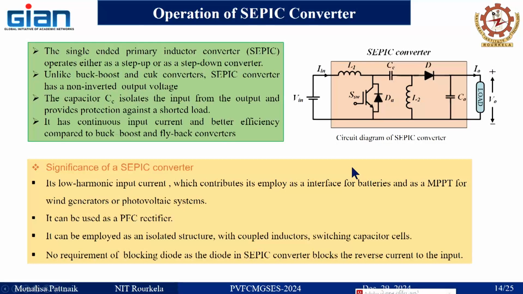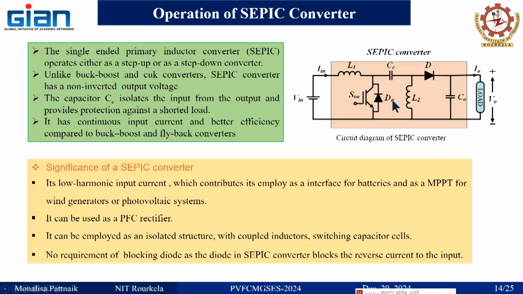One more main advantage is that in a PV system we need two diodes: one is a blocking diode and another is a bypass diode. The bypass diode is useful to bypass the current which has low irradiation, but the blocking diode is useful to reduce the effect of the reverse current. So when we see the SEPIC converter, there is one diode, and this diode helps to block the reverse current going towards the input supply.